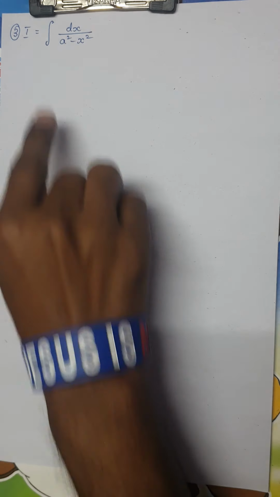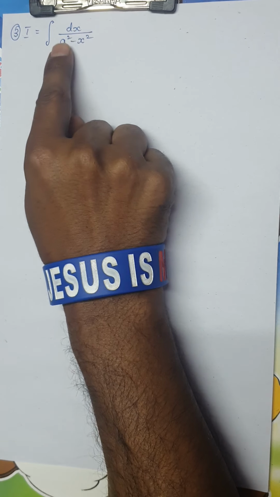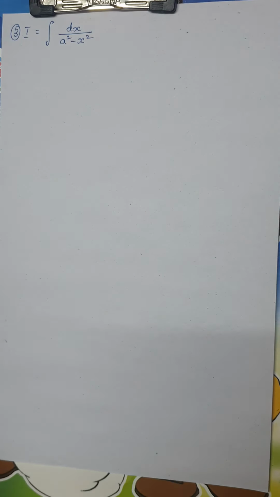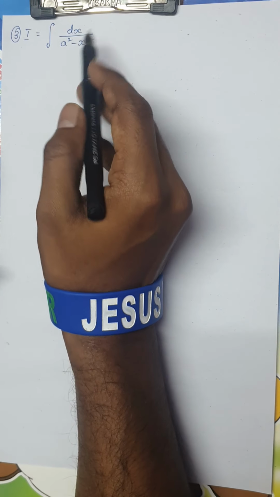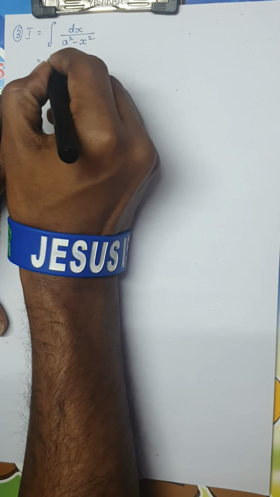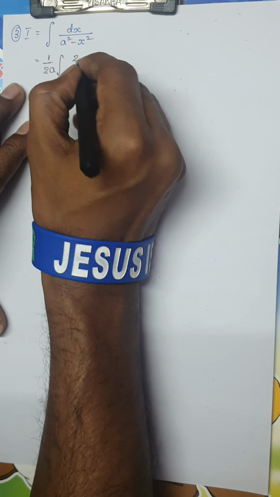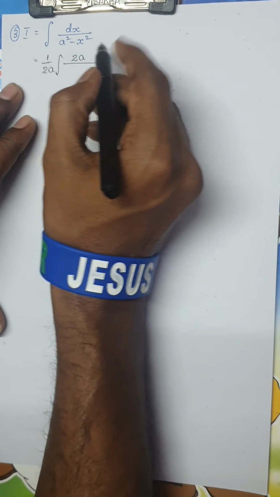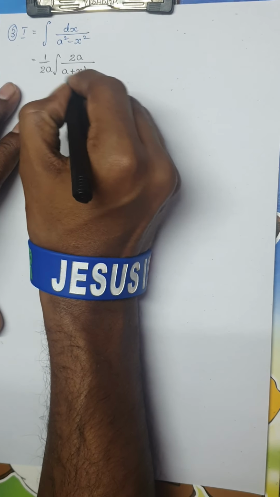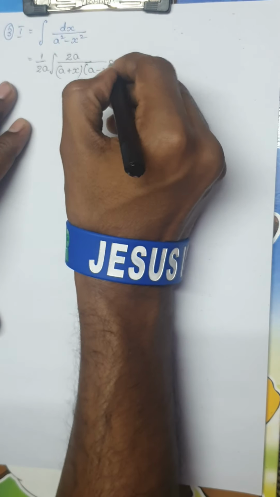So the third result we have is the integral of the form dx divided by a square minus x square. Dear students, we know how we have solved this in the previous step. For the proof, the first step we did is we multiply and divide it by 2a. So the 1 by the divided term I'm going to keep as it is, and in the numerator I'm going to write 2a divided by, remember, a square minus x square can be written as a plus x into a minus x, dx.